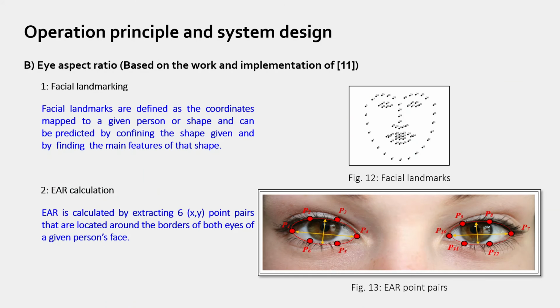Secondly, we have the eye aspect ratio measurement, which is a two-step process that consists of 1. Facial landmarking, where we define 64 pairs of XY coordinates to act as the face being modeled for facial feature extraction, such as in figure 12, and 2. EAR calculation, where we extract 6 pairs of coordinates for each eye that represent the borders of our eyes for calculation of the aspect ratio, such as in figure 13.